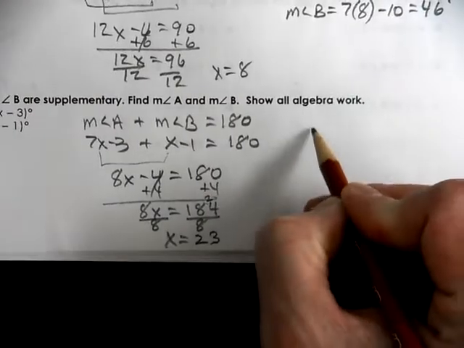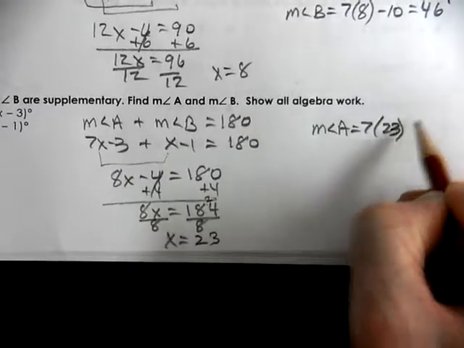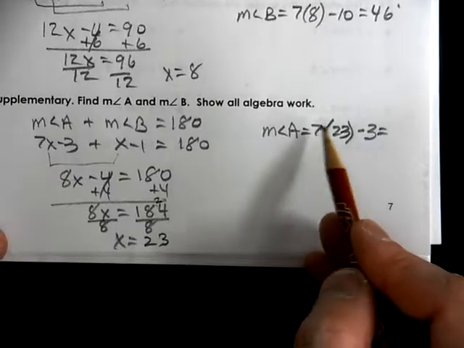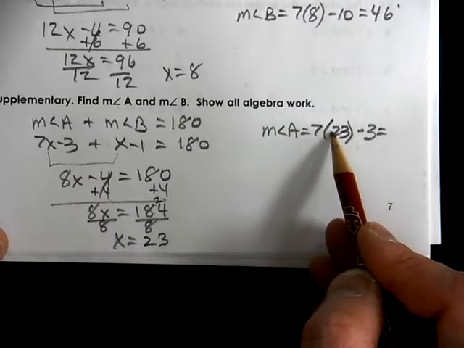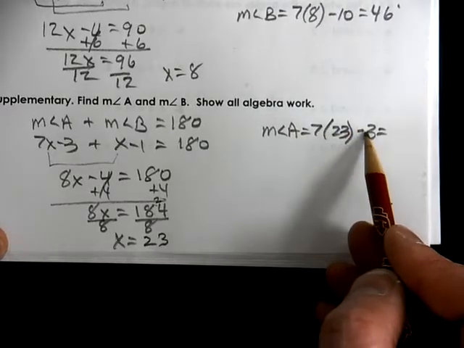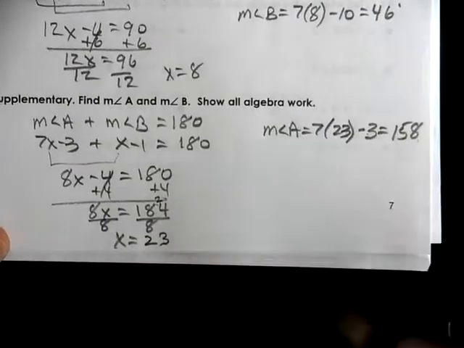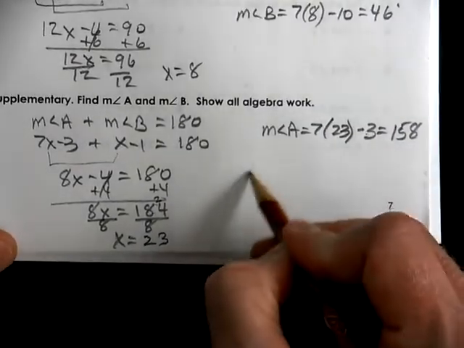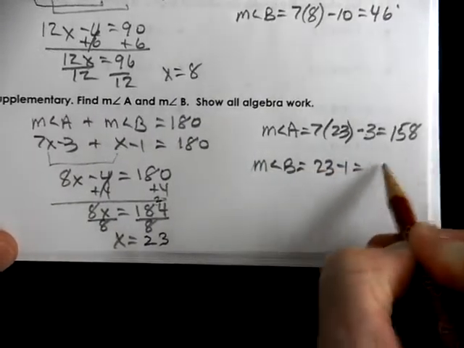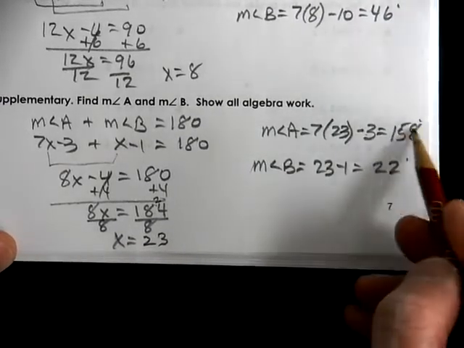So again, we actually want to know the measurement of A. So that's 7 times 23 minus 3. 7 times 20 would be 140, and 7 times 3 is 21. So 161 minus 3 sounds like 158. And then the measurement of angle B is 23 minus 1, which is 22. And together, they make 180.